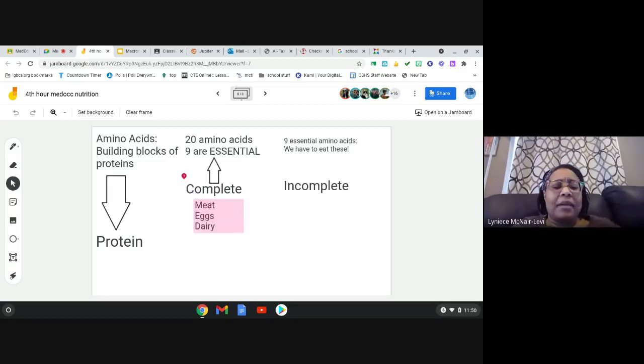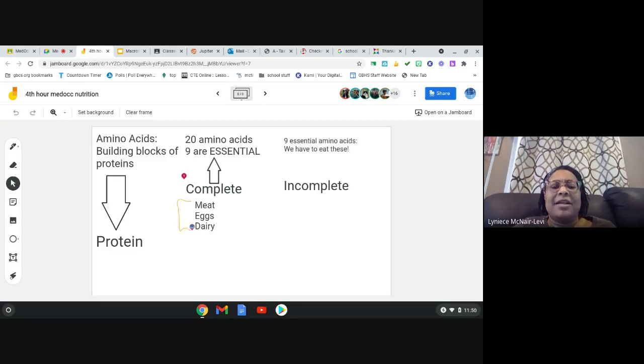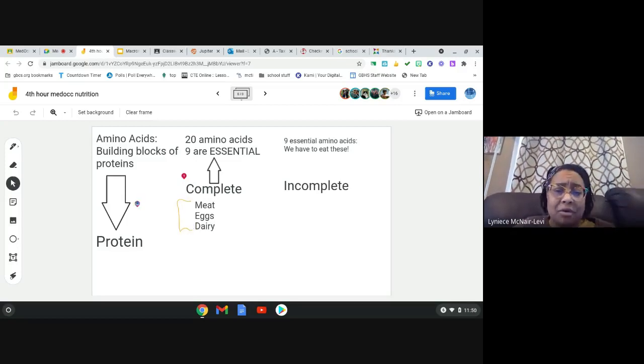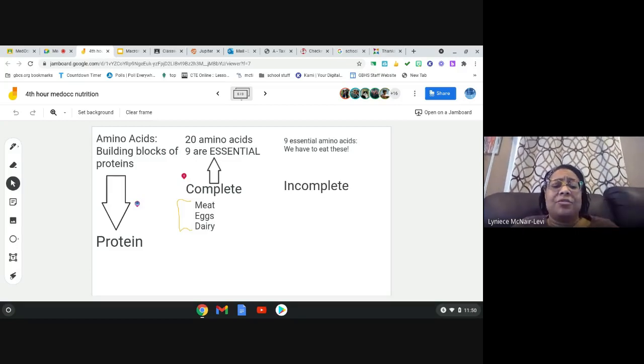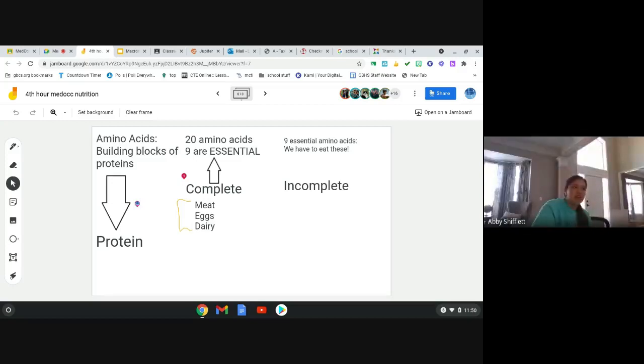All right. Let's look at these top three right here. I would like you guys to please tell me, what do these top three things have in common? What is so similar about these top three complete proteins, which have all 9 of the essential amino acids? What do those things have in common? They all come from animals.